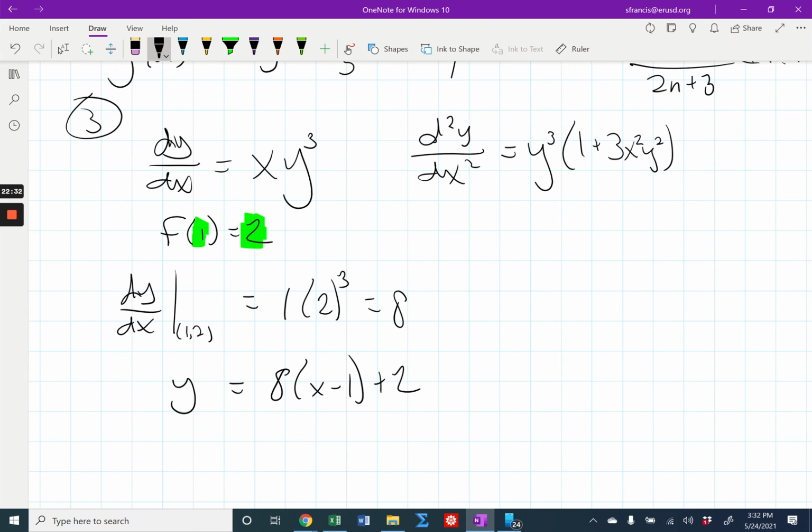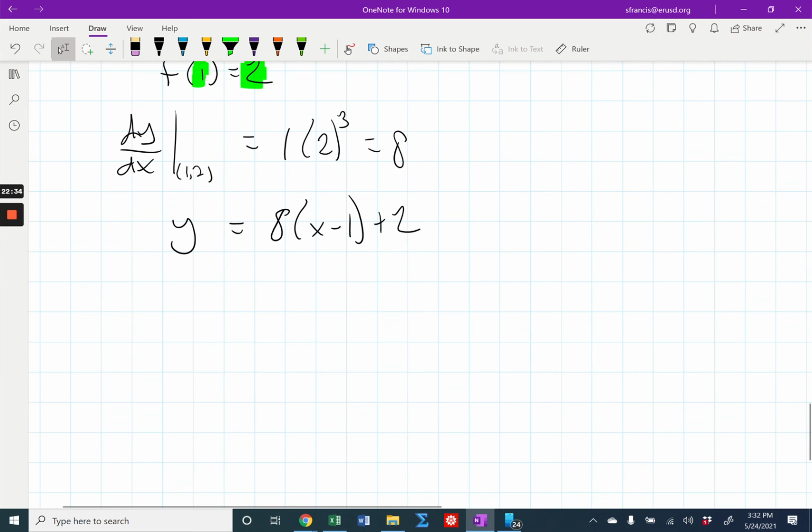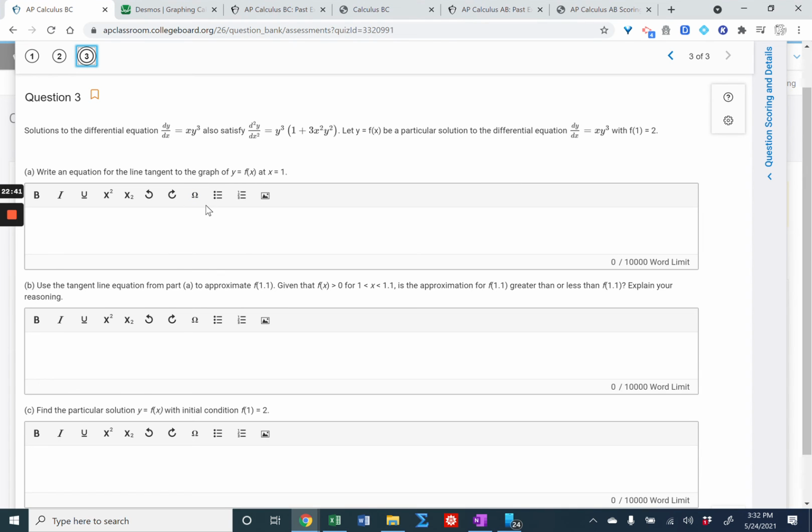I think it's 1 point for the slope and 1 point for the equation. For B, use the tangent line equation from part A to approximate f of 1.1. Given that f is positive on this interval, is the approximation greater than or less than the actual value? Explain your reasoning.